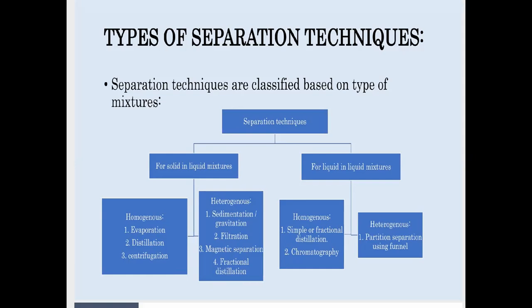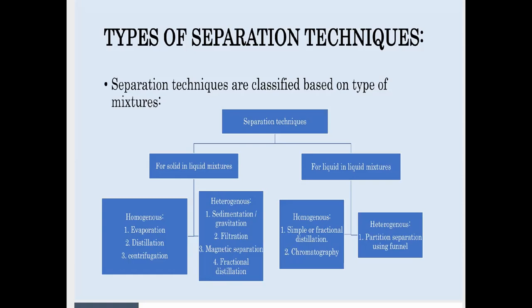there are homogeneous mixtures and heterogeneous mixtures. Homogeneous mixtures means what? For example, if you add salt in water, then after some time that salt gets dissolved in water and it becomes a homogeneous mixture. So that type of mixtures are homogeneous. And heterogeneous means, like if you add turmeric in water, you see the particles, and it will get settled at the bottom, for example. Such types of mixtures are heterogeneous mixtures.